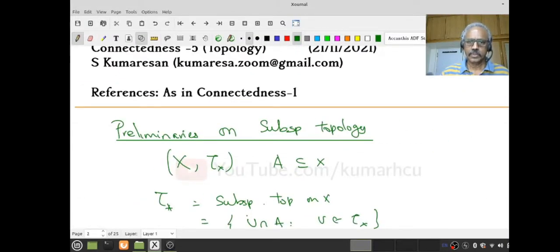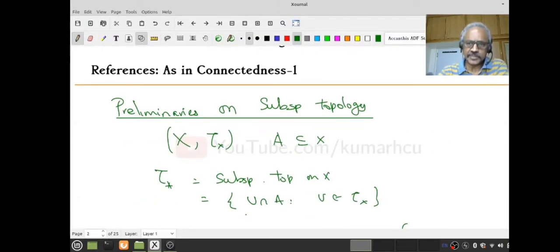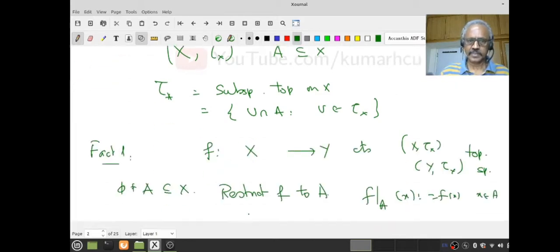So we are going to start with the preliminaries on subspace topology. Let (X, tau X) be a topological space, A be a subset. Then we know what the subspace topology is. I denote it by tau A, which is the collection of sets of the form U intersection A, where U is open in X. The first fact, as I said, all of you know. Suppose F is continuous from X to Y, and suppose A is a subset of X, it could even be empty.